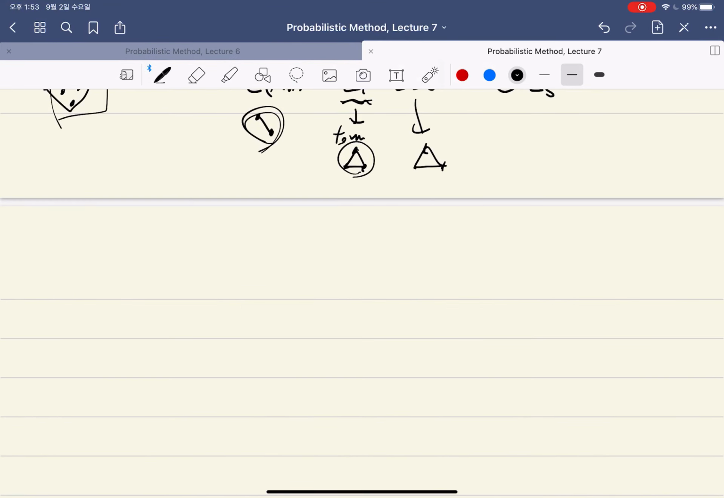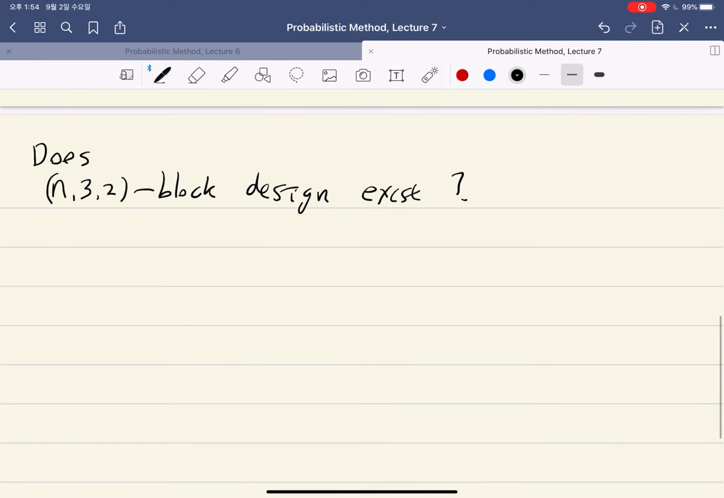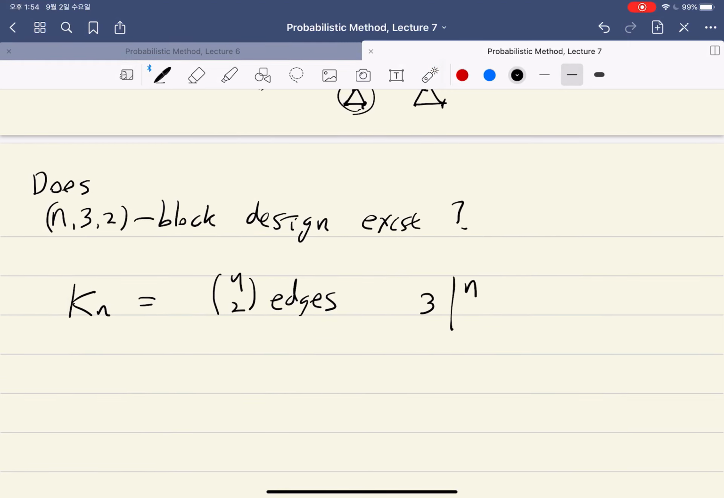Then one typical question is: does an (n, 3, 2) block design exist? If you consider the complete graph on n vertices, it has n choose 2 edges. So first, if we want to be able to partition it into triangles, then 3 must divide n choose 2. So that's one necessary condition.